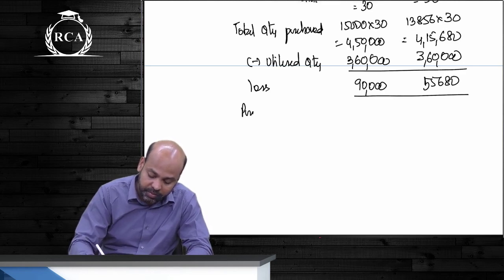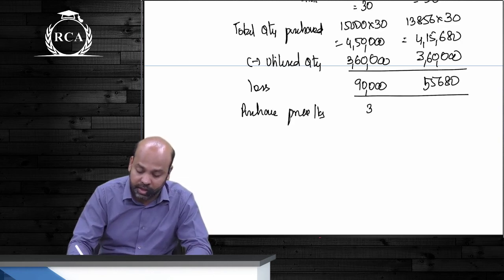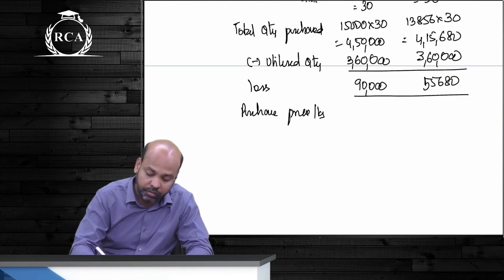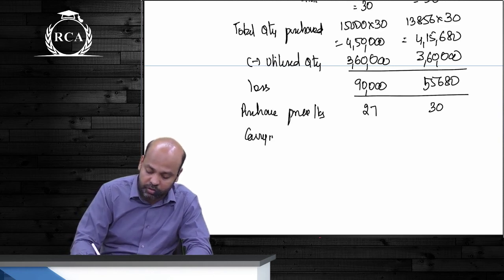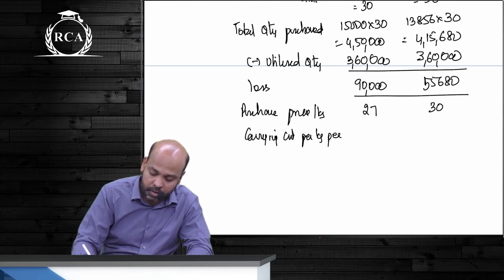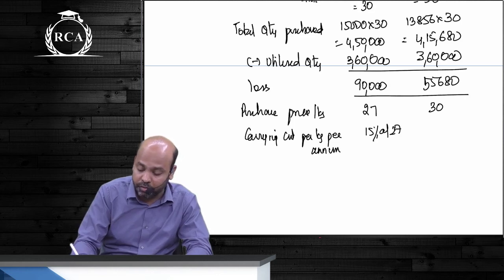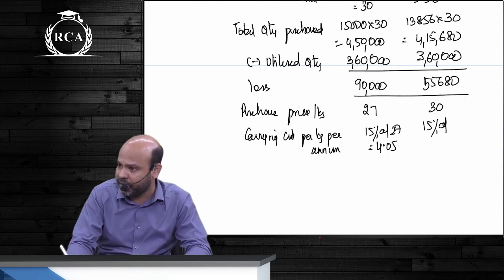What is my purchase price per kg, guys? I'm just writing all the given information so that there is clarity. Purchase price per kg is, in the first case, I'm getting a discount of 10%, so that is 27. Here it is 30. My carrying cost per kg per annum will be 15% of 27, 4 point, and here 15% of 15.